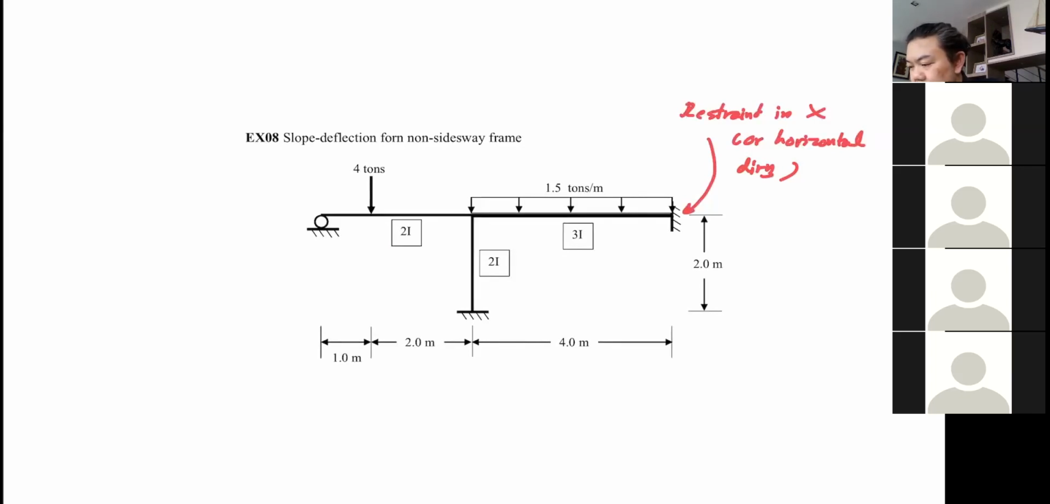The major thing that has been added to our consideration is that when you have a frame, you can have more than two members at one joint. In continuous beams, at one joint you have two members. So right here, you are going to have three end moments to form your equilibrium equations. And that's it, okay? So we are going to begin this example in the next hour. Okay, any question before we have a break? Okay, there isn't any question.